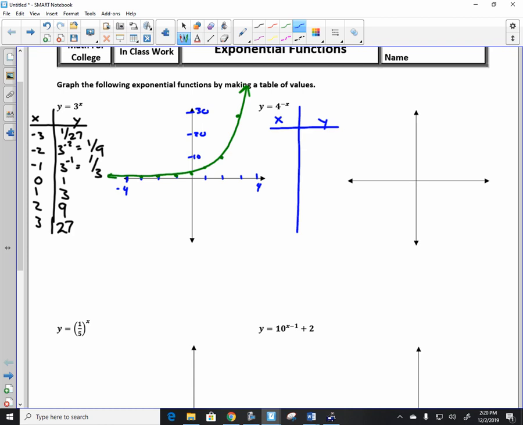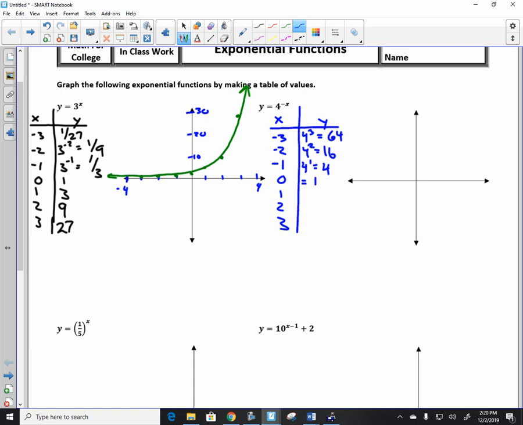What's different about this one? Yep, we got a negative. Now, let's see what happens. If you plug in -3, you end up with 4 to what power? 4 to the third, which is 4 times 4 is 16, times 4 more is 64. If I plug in negative 2, what do you get? 4 to the second, which is 16. Plug in negative 1, you get 4 to the first, which is 4. Plug in 0, you get 4 to the 0, which is 1.